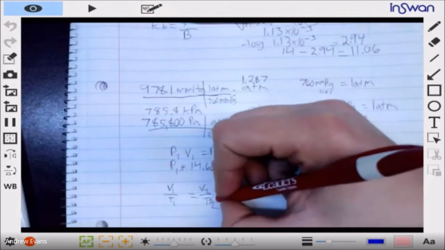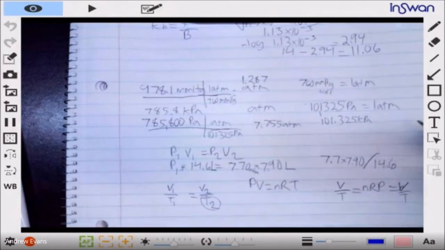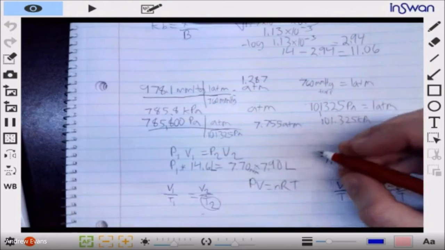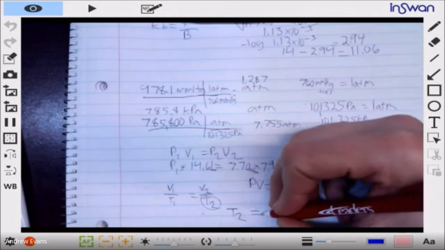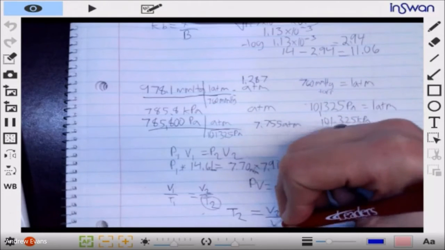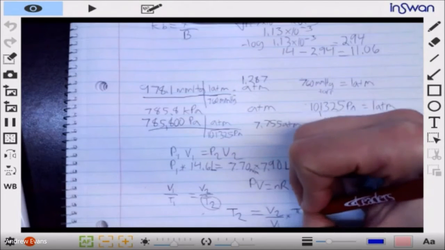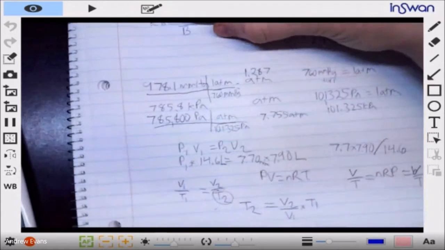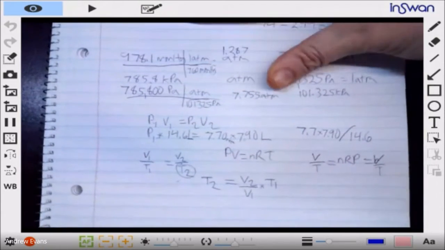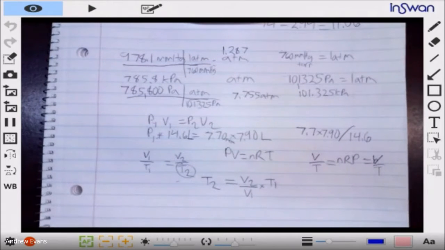In this case, we are not given T2. We're not given T2, so how are we going to solve that? We have to get T2 to the other side. So the equation will look something like T2 equals V2 over V1 times our T1. Something like that in the end. Please note the temperature must be in Kelvin, but for this problem, temperature is already in Kelvin, so you don't have to worry about that.